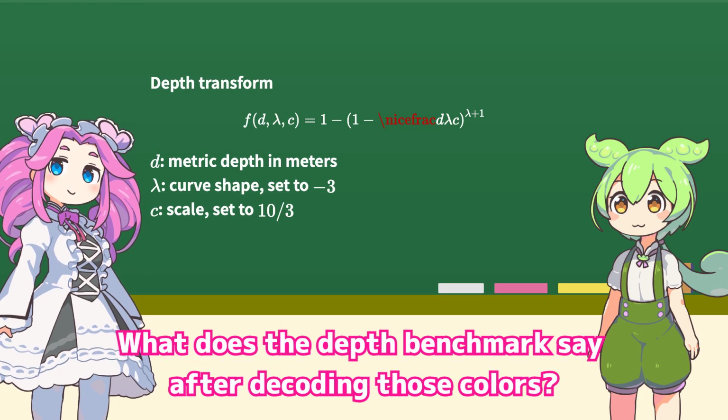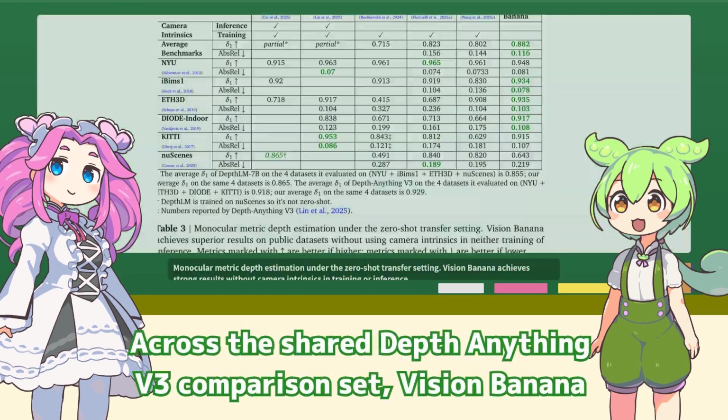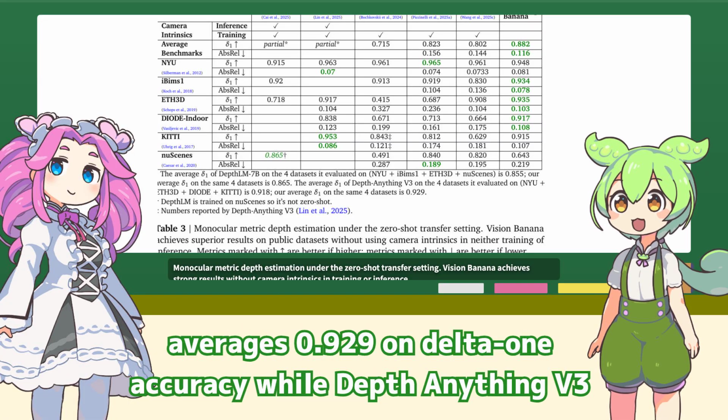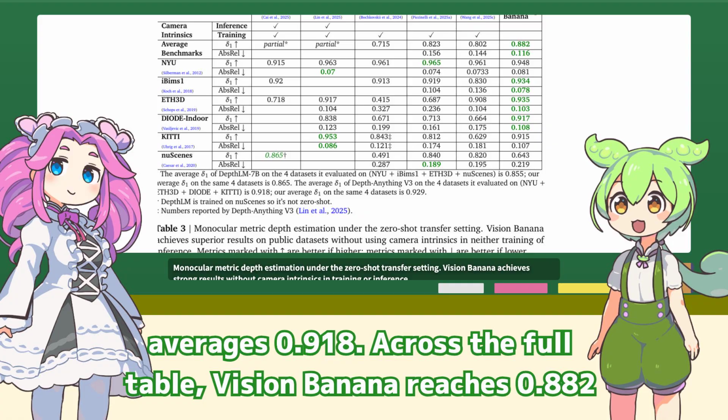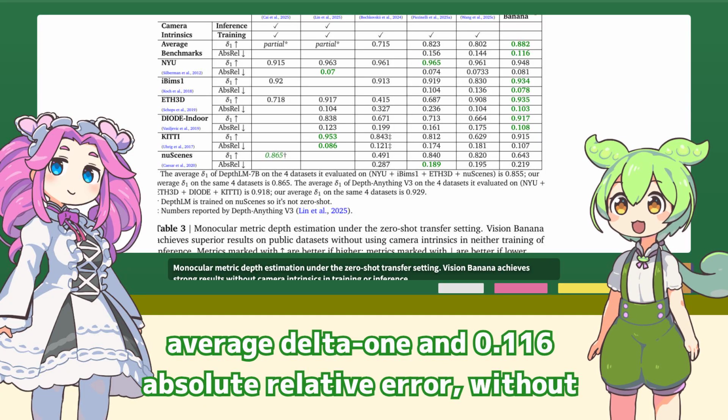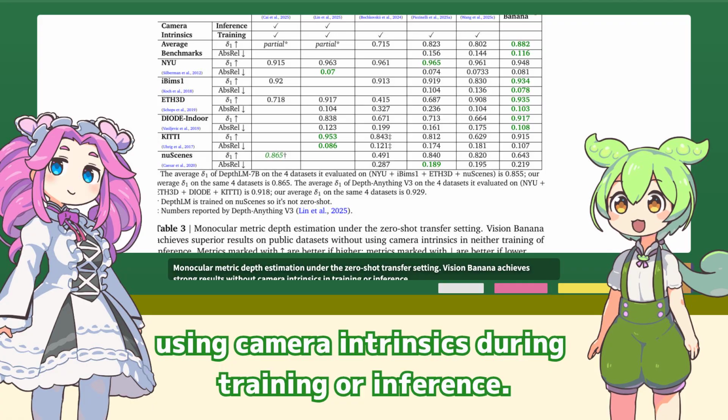What does the depth benchmark say after decoding those colors? Across the shared Depth Anything V3 comparison set, Vision Banana averages 0.929 on delta 1 accuracy, while Depth Anything V3 averages 0.918. Across the full table, Vision Banana reaches 0.882 average delta 1 and 0.116 absolute relative error, without using camera intrinsics during training or inference.